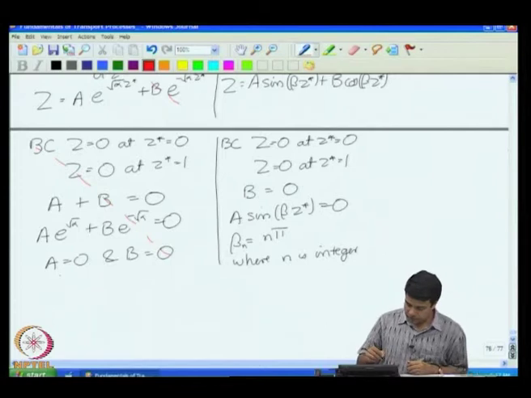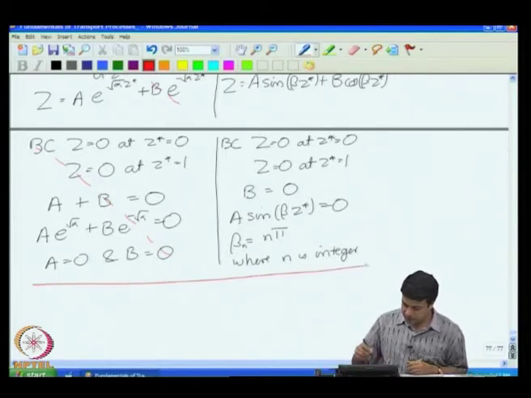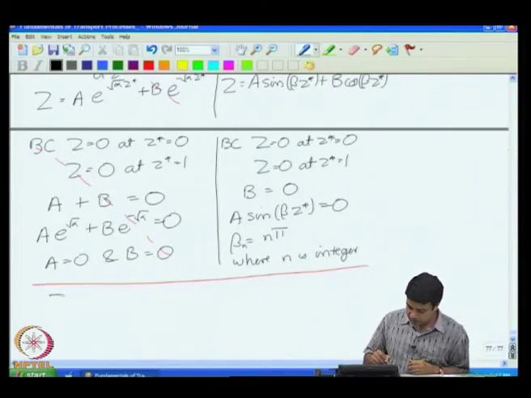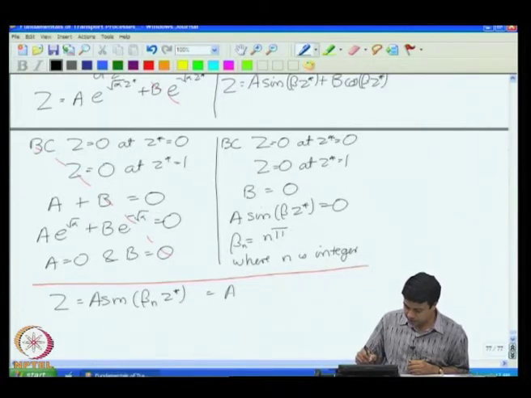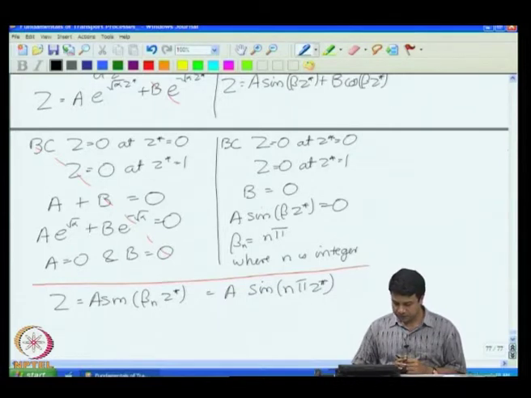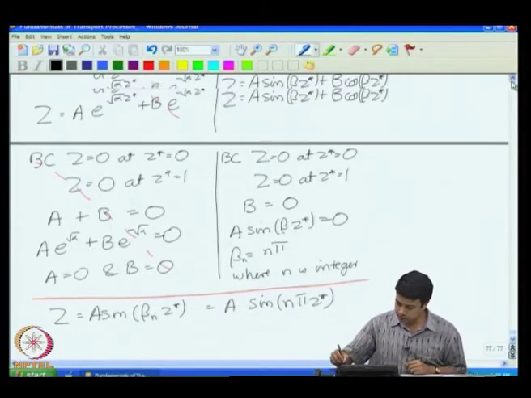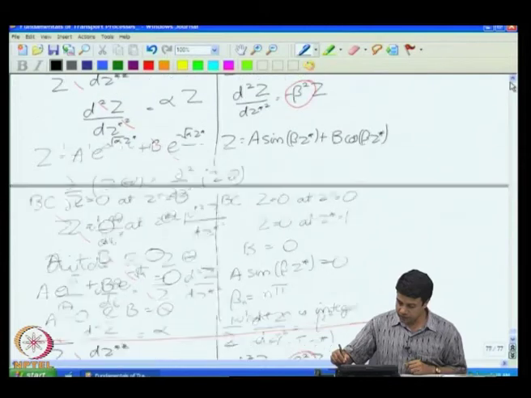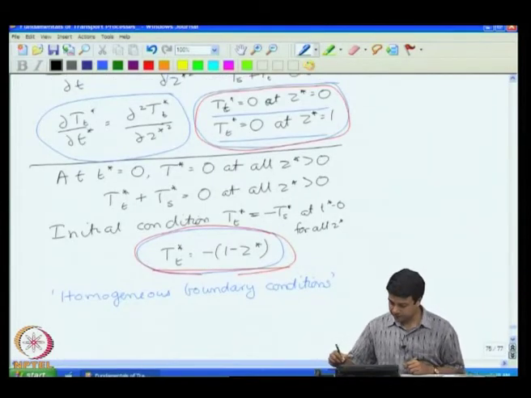So, the solution for the case where beta has a specific value is Z is equal to a sine beta n z star, is equal to a sine of n pi z star. What about the other part of the equation, which was the variation in time?